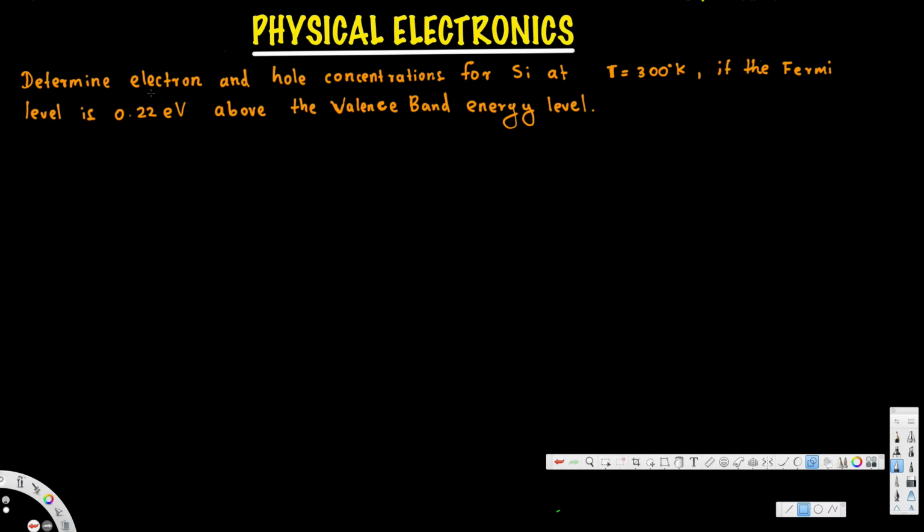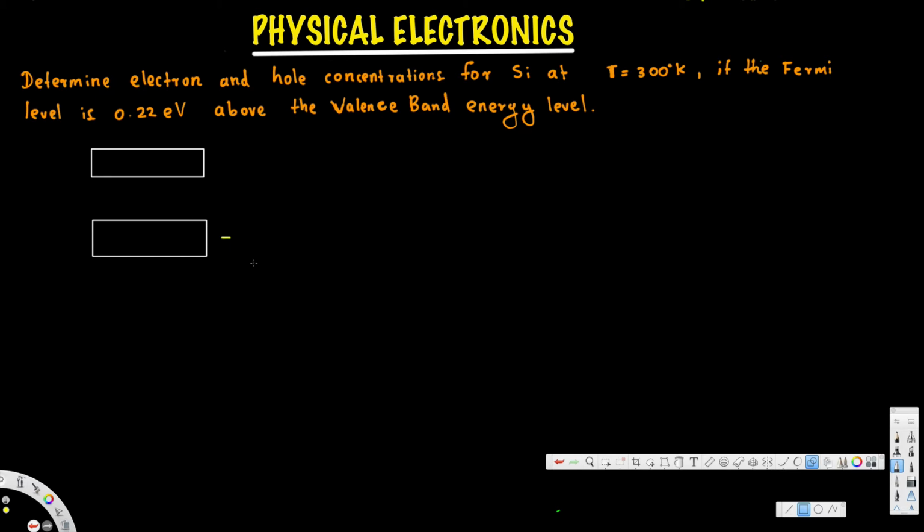Here they are asking us to find the electron and hole concentration, and they have also given the location of the Fermi level, that is 0.22 electron volts above the valence band energy level. Now whenever we talk about valence band and conduction band, we will have two bands right here. The top one will be the conduction band and the bottom part is the valence band. And here they are saying we have a Fermi level that is 0.22 electron volts above the valence band.